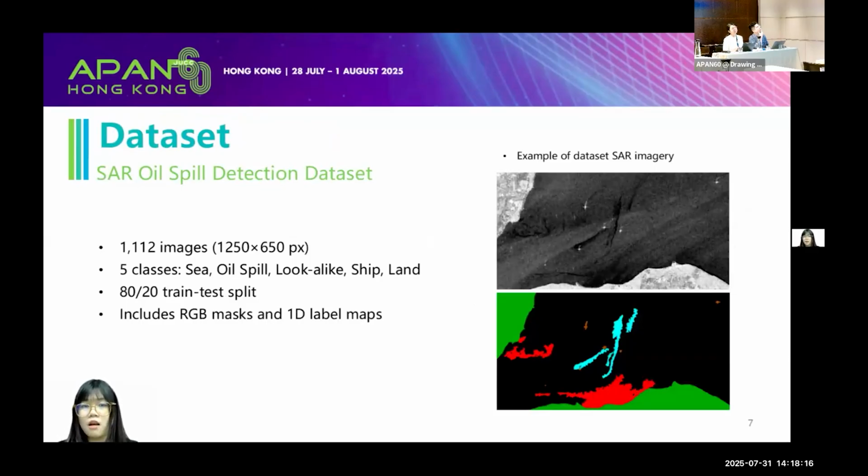1,112 SAR images of 1250 by 650 pixels. The dataset includes 5 classes: sea surface, oil spill, lookalike, ship, and land. It's split into 80% for training and 20% for testing. Each image is paired with an RGB mask and 1D label maps to aid supervised learning.